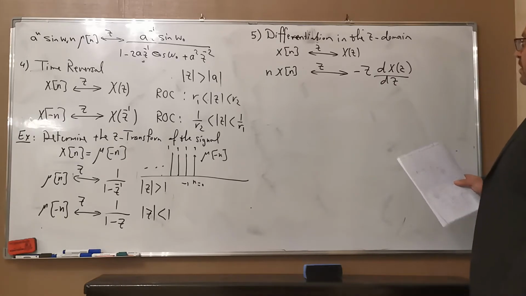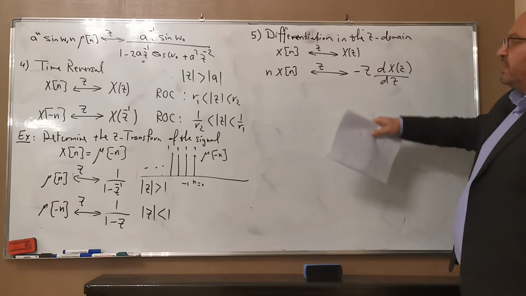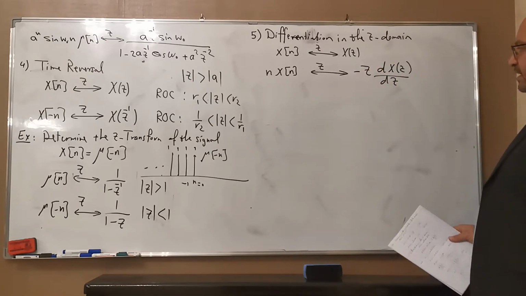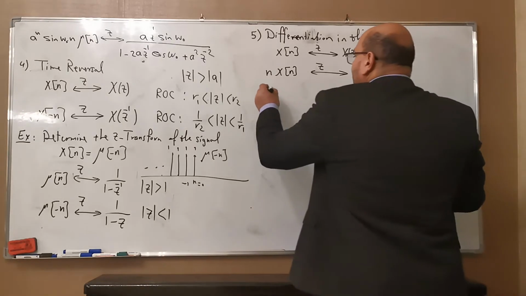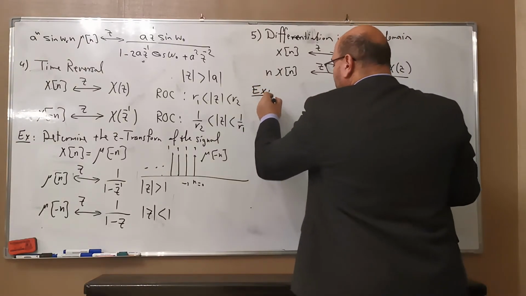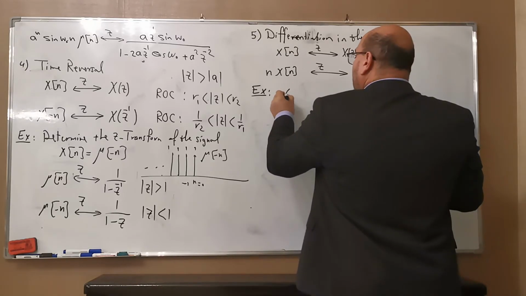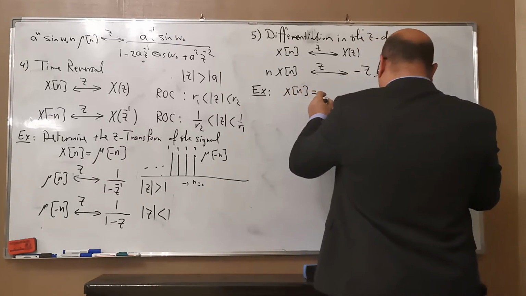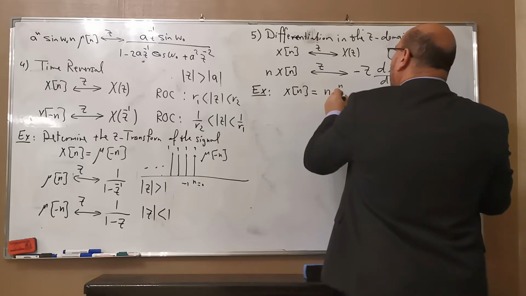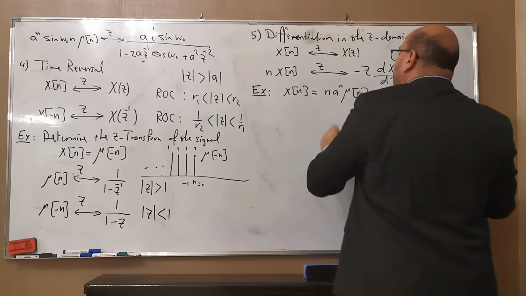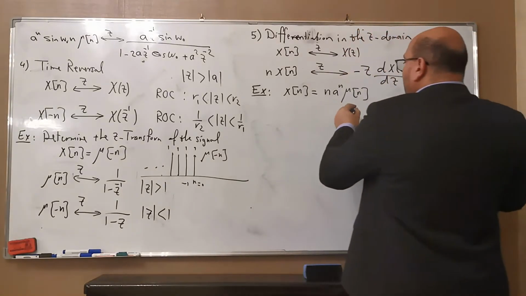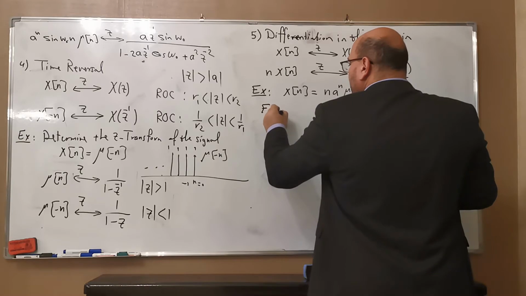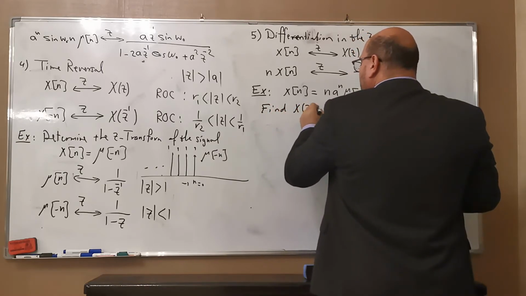Okay? This can be proven by differentiation of the definition itself and look at the time domain sequence, and you can find the answer. Okay, we'll take an example here, which is also part of the table. If you have x of n is equal to n a to the n u of n. So this is a sequence. Let's assume that we need to find x of z for this sequence.